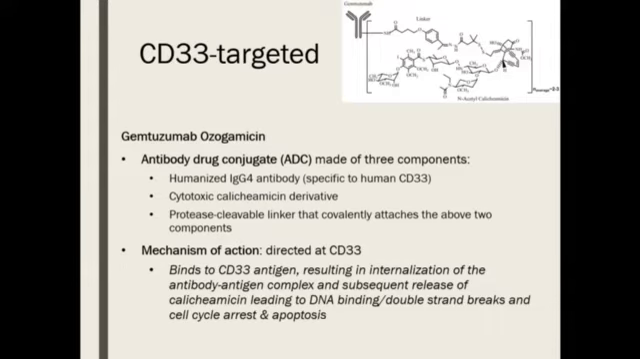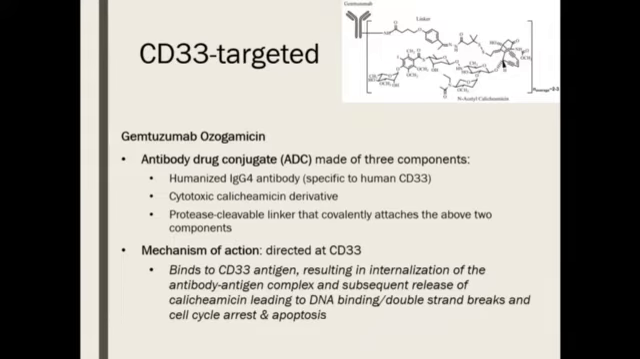Moving on to CD33 targeted products, gemtuzumab is another good example of an antibody drug conjugate. Again, this is a monoclonal antibody with a protease cleavable linker. In this case, it's an IgG4 monoclonal antibody that is targeted to CD33. And then you have a cytotoxic calicheamicin derivative as your payload that you're delivering.